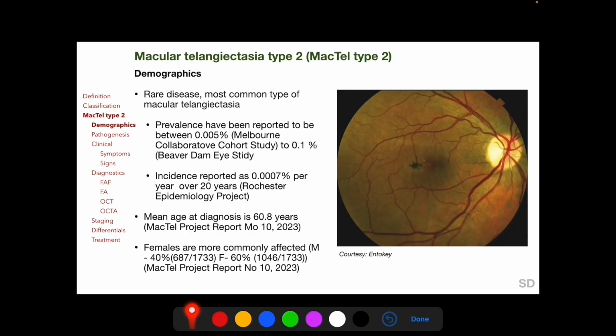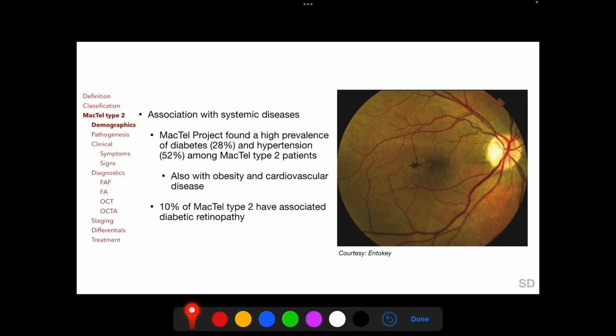Macular telangiectasia type 2, also called MacTel type 2, is a rare disease and, as we have mentioned, is the most common type of macular telangiectasia. The mean age at diagnosis of macular telangiectasia type 2 is 60 years, and females are more commonly affected than males. MacTel type 2 patients have a high prevalence of diabetes and hypertension, and 10% of eyes with MacTel type 2 have associated diabetic retinopathy.